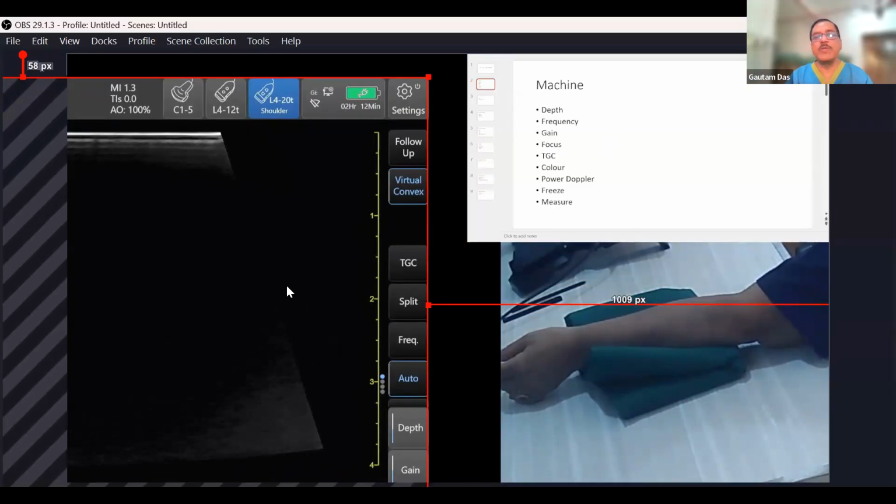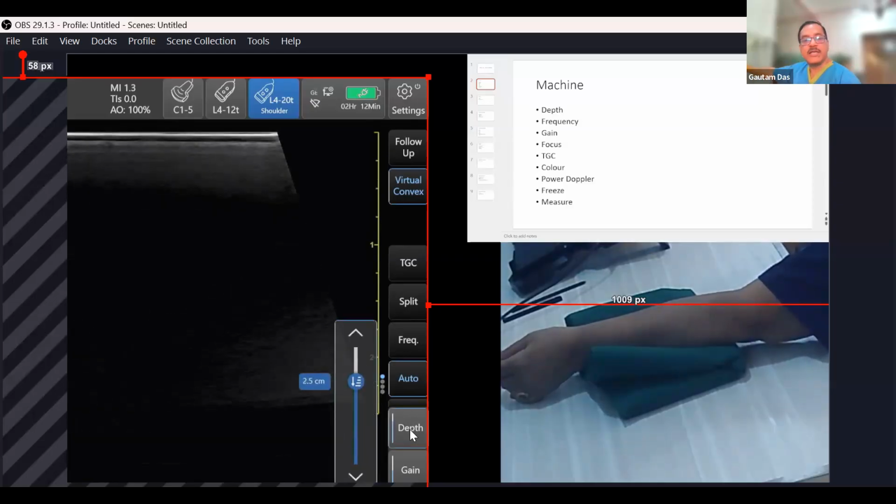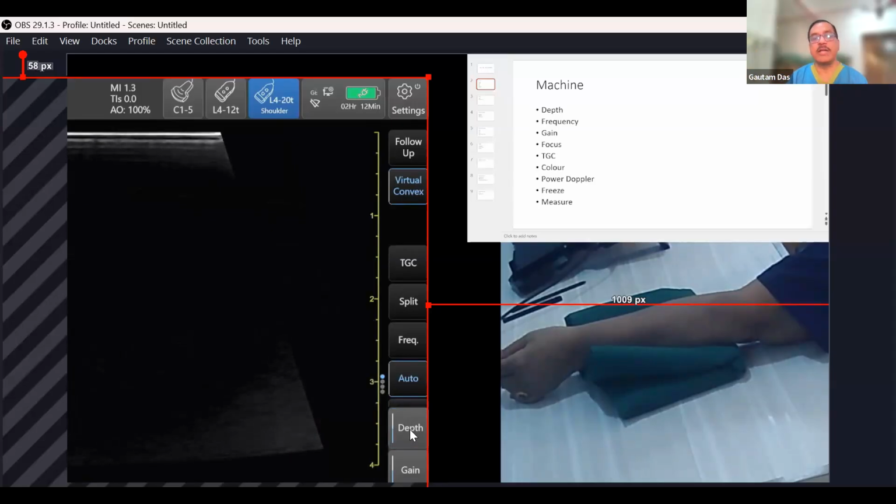But the basic aspects of all the machines are almost similar. One of the important aspects, which Shushma already mentioned, is depth. On the right hand side, you can see the depth button is there. So 1, 2, 3, 4, 5, 6 centimeter. You can see here I am increasing and decreasing the depth by sliding it, because it is a touch screen. I'm keeping it at 4 centimeter. So one is your depth button on every machine, and depth is a very important part.